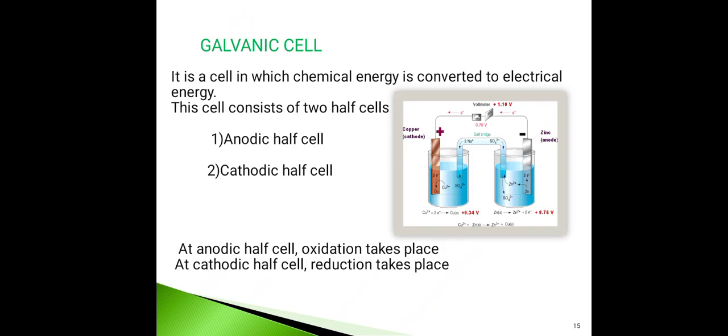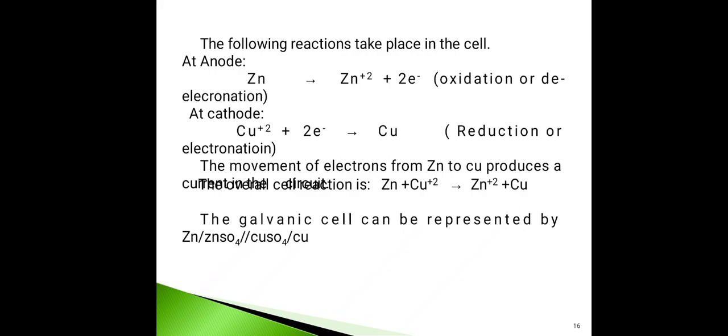And here the cell consists of two important half cells. One is the anodic half cell and the other one is the cathodic half cell. So at the anodic half cell, the oxidation process takes place, that is the loss of electrons takes place, and at the cathodic half cell, the reduction process takes place, that means gaining of electrons takes place. And here you see there are some important chemical reactions that are taking place in the cell. At anode, a very important oxidation takes place, that is the loss of electrons.